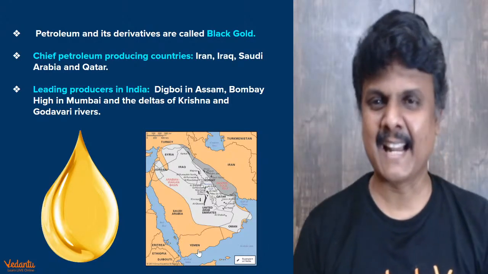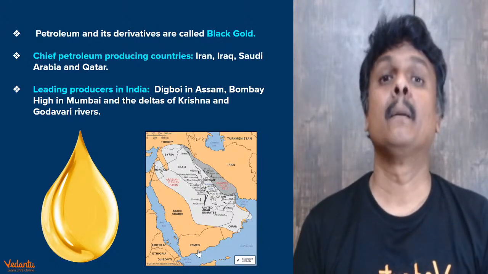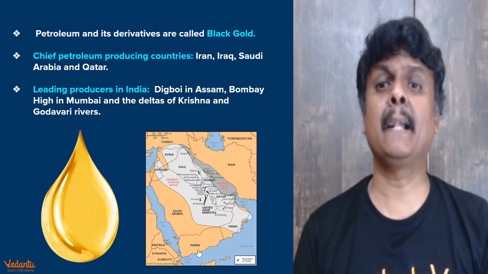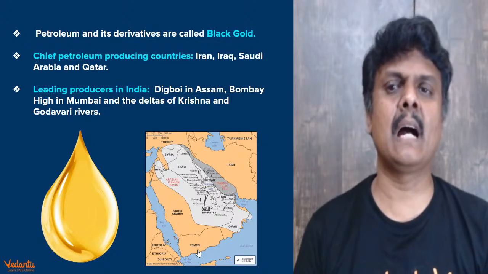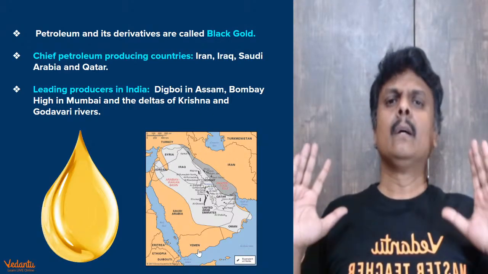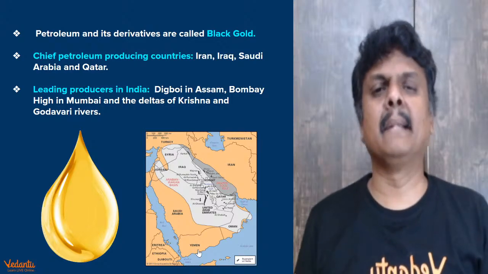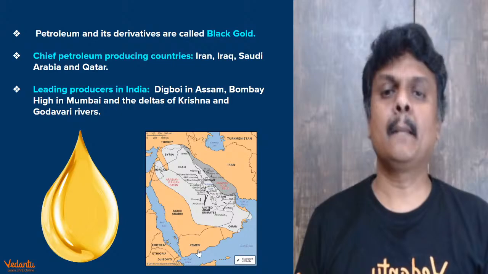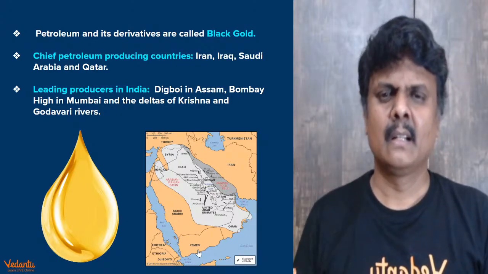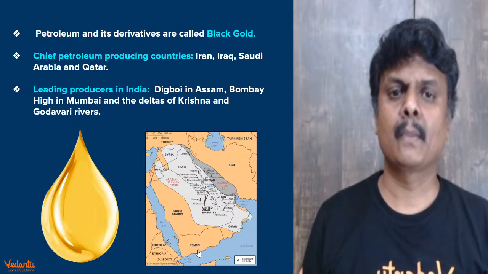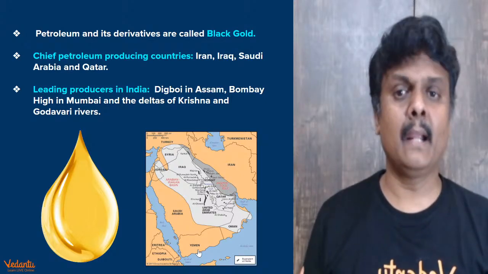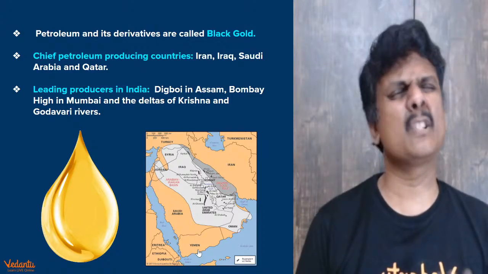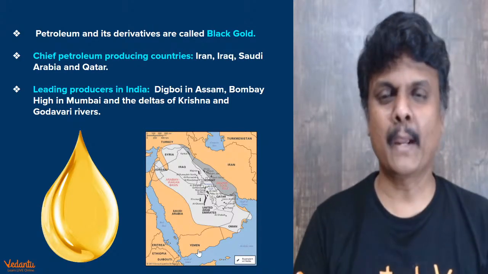See, next line is that petroleum is called black gold because of its value. It's very valuable and costly, right? That's why. Chief petroleum producing countries: Iran, Iraq, Saudi. Typically petrol is available mostly in the Middle East. Iran, Iraq, Saudi Arabia, Qatar. Leading producers in India, very less it is. Assam, Digboy we have a petroleum field. Bombay High in Mumbai. Deltas of Krishna and Godavari rivers. But the amount of petrol that we get from there is very less, guys. This is the fact. Okay.